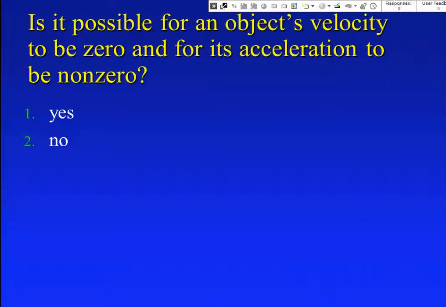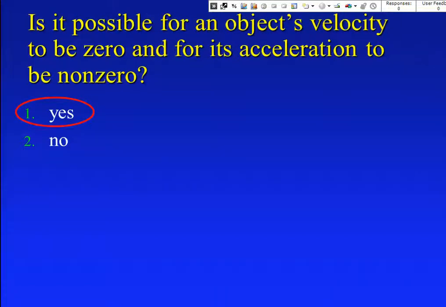So here's a clicker question. If we were in class, I would have you do this and then discuss it with each other. Is it possible for an object's velocity to be 0 and for its acceleration to be non-zero? This is not the same question that I asked on the checkpoint. Here I want 0 velocity and acceleration to be non-zero. And in class I would have you answer it, then talk to each other, and then answer it again.